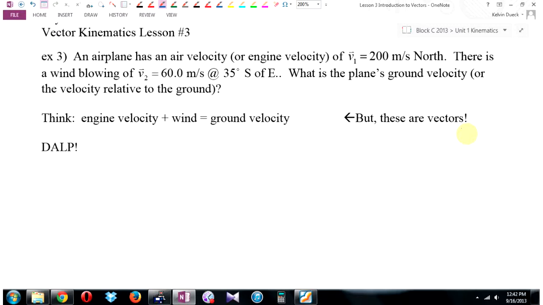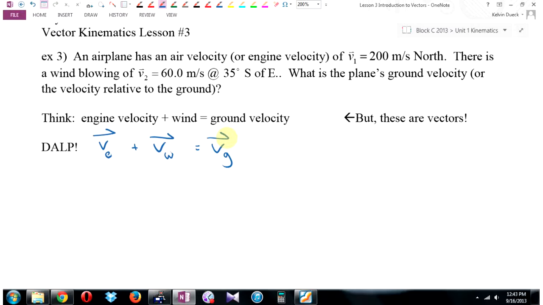As an equation, V engine plus V wind gives V ground. But Kelly, these are vectors. So you know what? Draw a little picture.